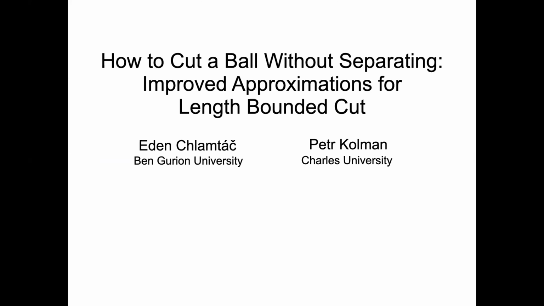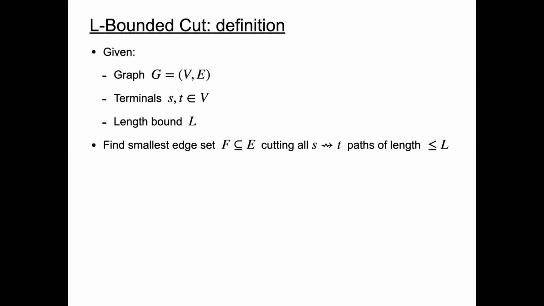So this is joint work with Peter Kollmann from Charles University. And the problem I'm going to talk about, I'll jump right in, is the L-bounded cut problem. So let me define it for you. We're given a graph, two terminal nodes, and some integer L, which can be part of the input or not. The goal is to find a minimum cardinality set of edges that cut all paths from S to T of length at most L. So this is a set of edges which, if we remove, causes the distance from S to T to be strictly greater than L.